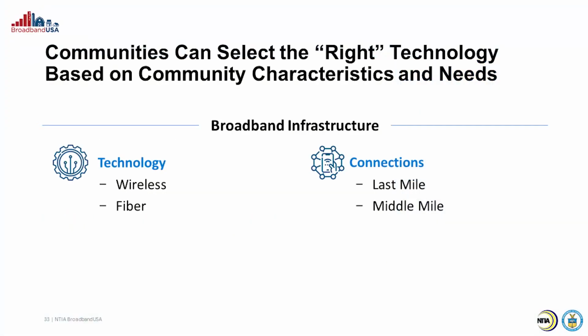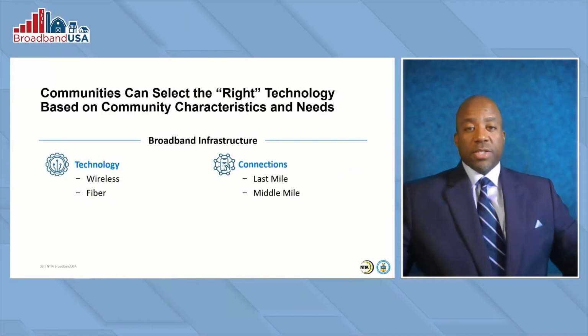Ultimately, the community will make the right choice, right? It will select the right technology based on those community characteristics and those needs. And students, we talked about all of this work that you're going to do at the front end will help the community select the right technology. Right, being able to identify those gaps, being able to future-proof and make decisions that are in the best interest of the homes, of the businesses, of the residents, of the needs of that community.